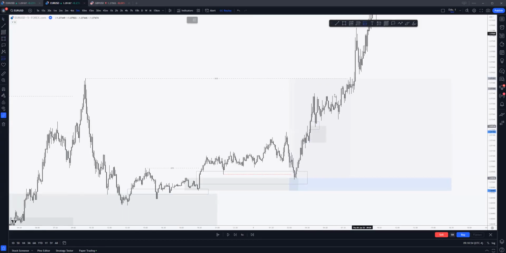You could potentially have gotten involved here, with the stop below candle 2 or below candle 1, and just taking it at least to the draw on liquidity. Yes, it's not great R, sure. But if you really want to risk it, you could. But the best trade ideas come from down here.